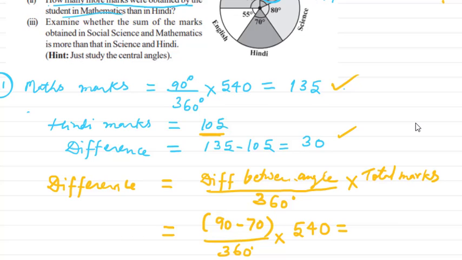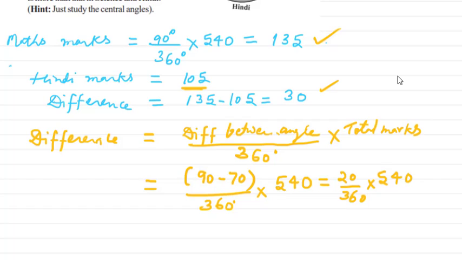Now you can calculate it. You will get 20 divided by 360 into 540. Now you just have to calculate it to get the value. If you calculate it, you will get the difference as 30 only. So the answer will be the same in both processes, only the second process is a little bit shorter. And it's your choice which to use.